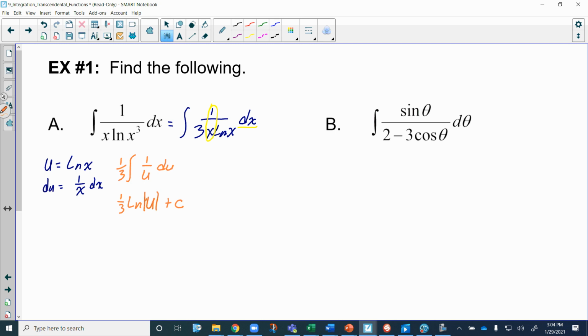And now we can take the expression that we had for u and just drop it right back in there. And I wind up with 1/3 natural log of x plus a constant of integration.